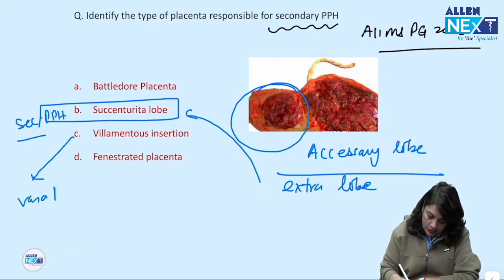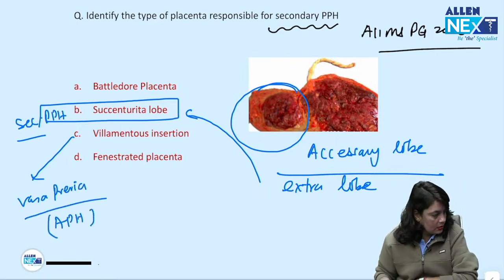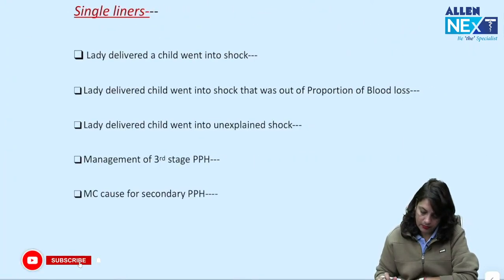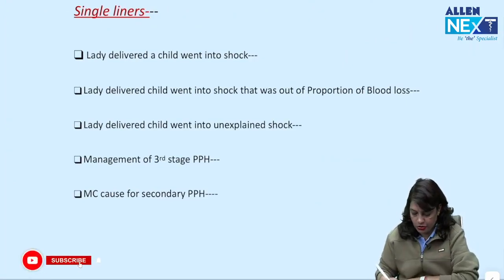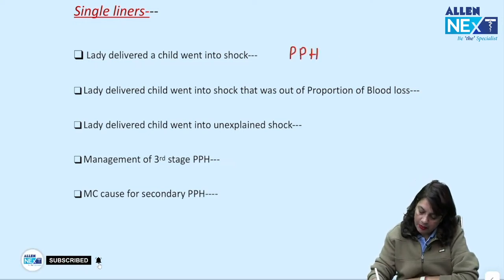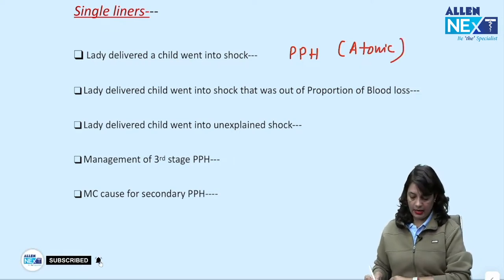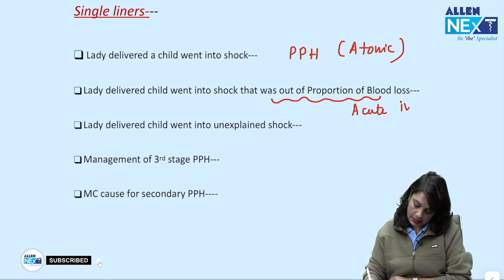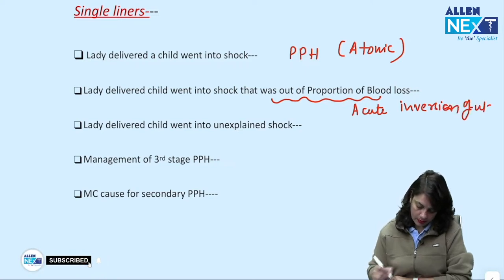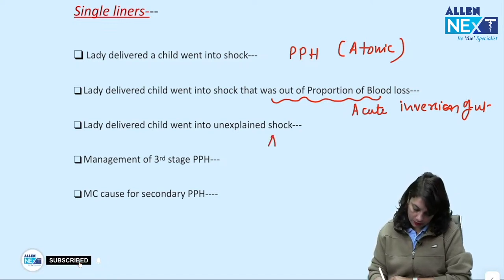Filamentous insertion causes vasa previa. That is a type of APH. Next, single liners. A lady delivered a child and went into shock. This is postpartum hemorrhage, mostly atonic PPH. A lady delivered a child and went into shock that is out of proportion to blood loss. This is acute inversion of uterus.